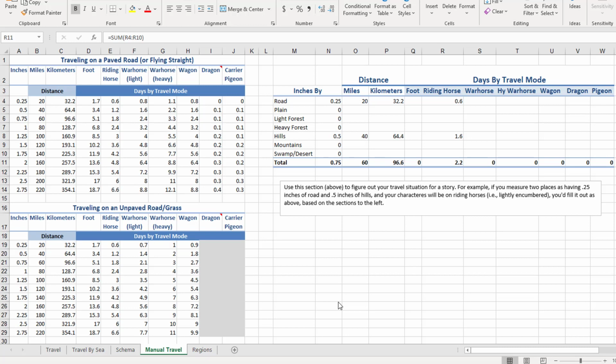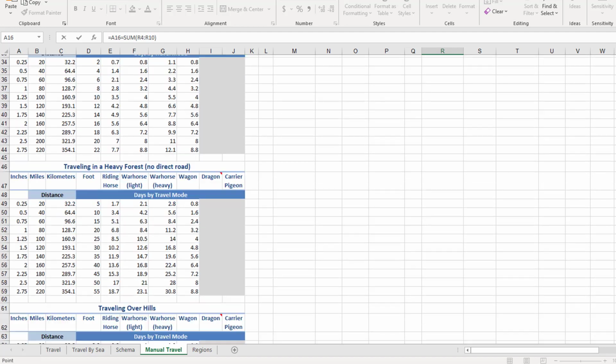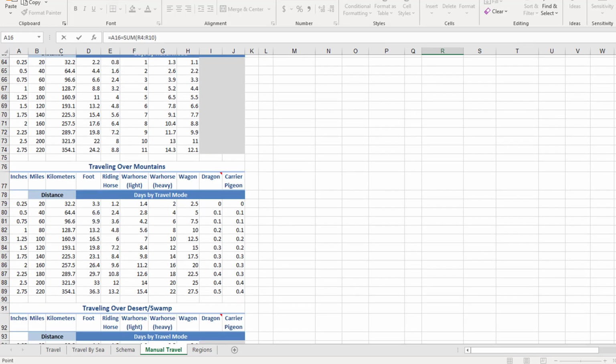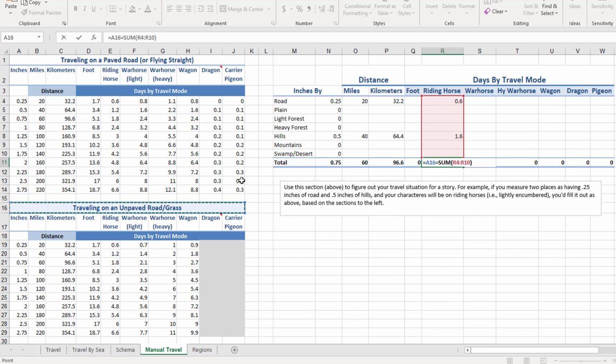So I want to focus your attention on the top left area of this, which is from row 1 down to row 14. You can see in row 1, it says traveling on a paved road or flying straight. But down here in row 16, it says traveling on an unpaved road or on the grass. And if we were to scroll down, we have more of these, like traveling in a light forest with no direct road, traveling in a heavy forest, traveling over hills, over mountains, over desert and swamp. You should recognize these from the schema sheet. These are the different types of terrain that we have and the modifiers that are going to impact how fast we can travel.